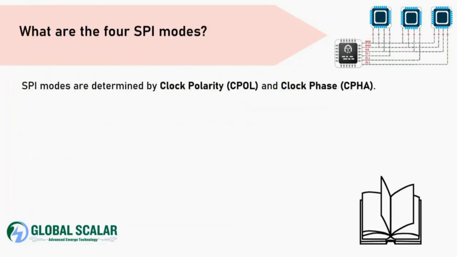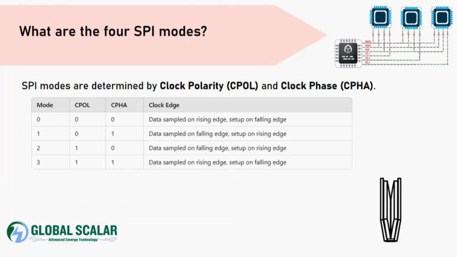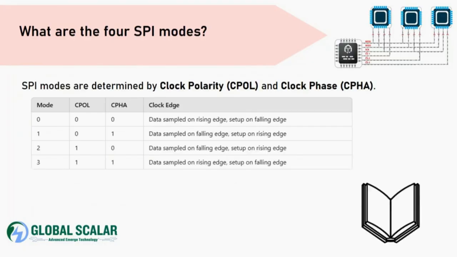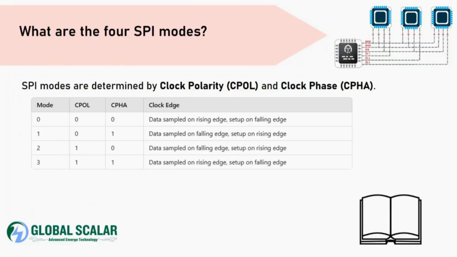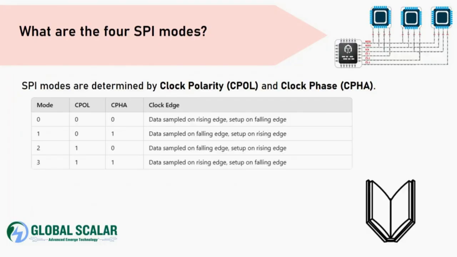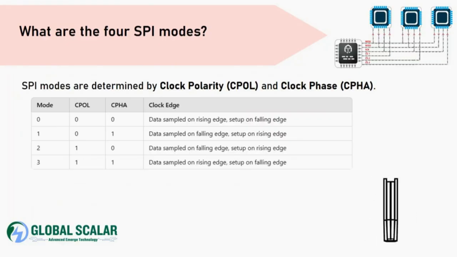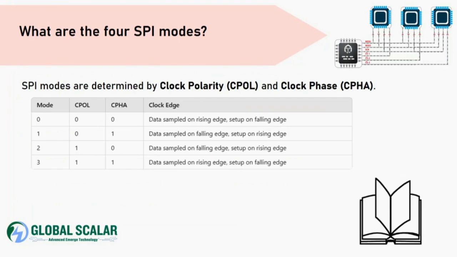What are the four SPI modes? SPI modes are determined by clock polarity and clock phase. Mode 0 is polarity 0, phase 0: data is sampled on the rising edge and set up on the falling edge. Mode 1 is 01: data is sampled on the falling edge and set up on the rising edge. Mode 2 is 10: data is sampled on the falling edge and set up on the rising edge. Mode 3 is 11: data is sampled on the rising edge and set up on the falling edge.